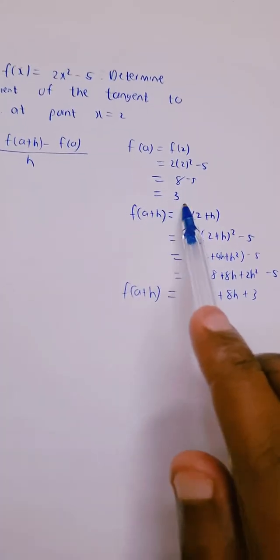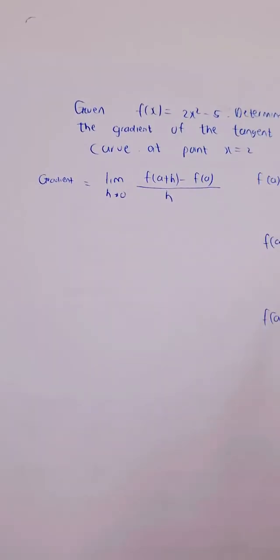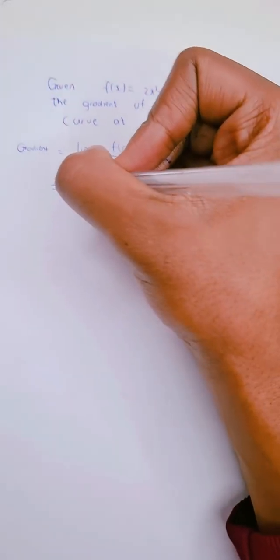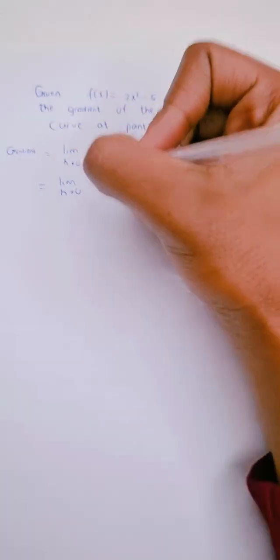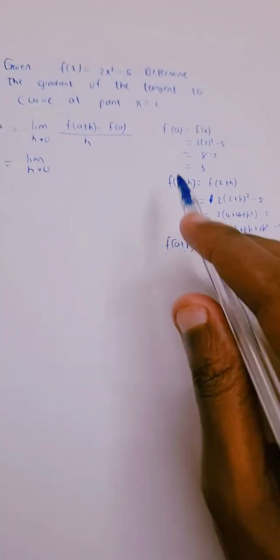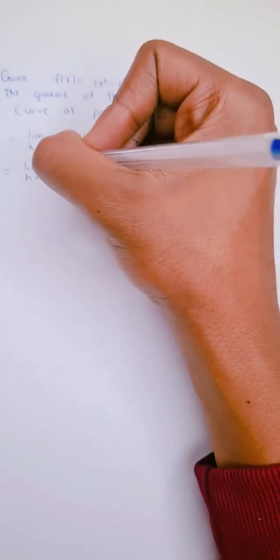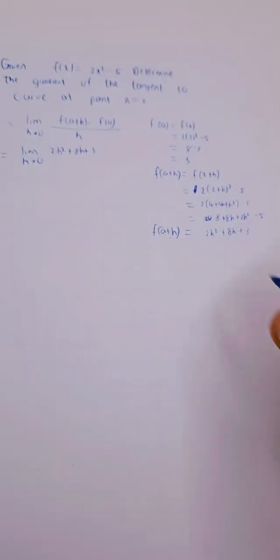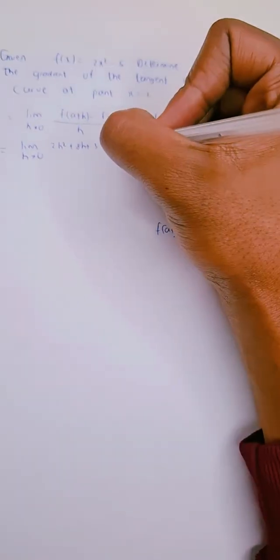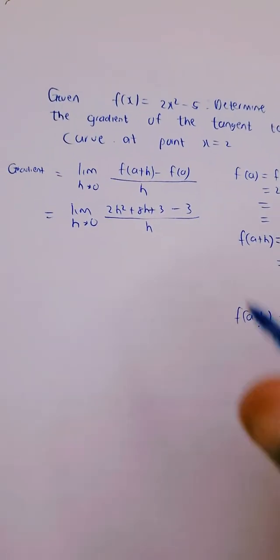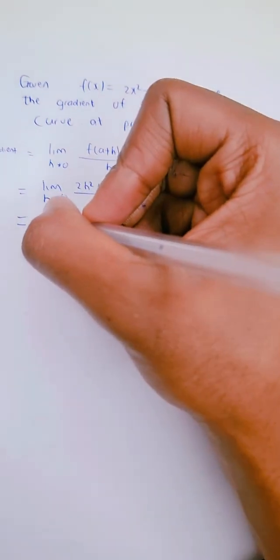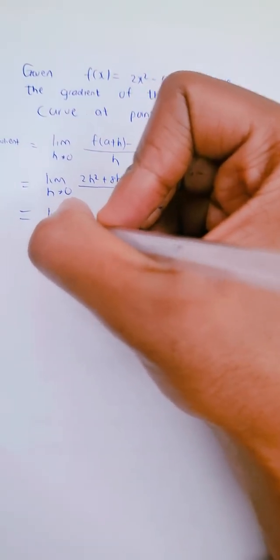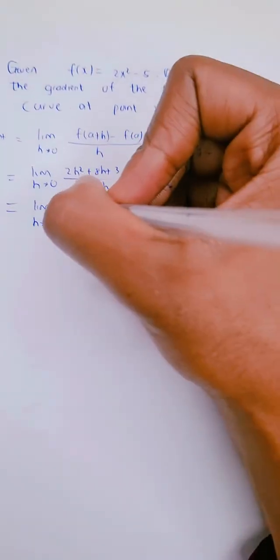Once we've got f of a, which is 3, and f of a plus h, we can go now and say the limit as h approaches 0 of f of a plus h. We substitute 2h squared plus 8h plus 3, minus 3, over h. Then we add like terms.